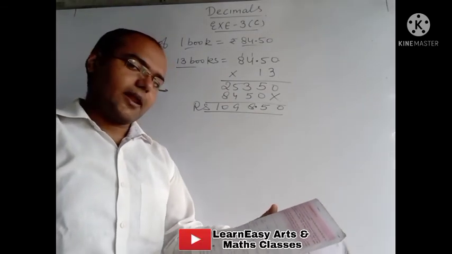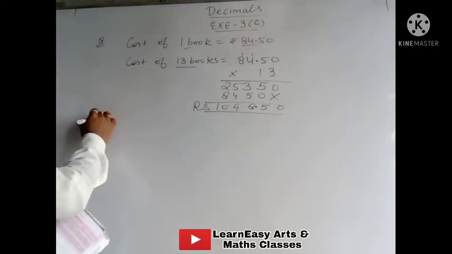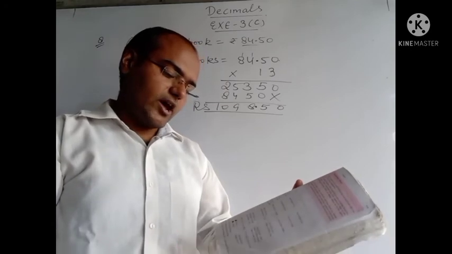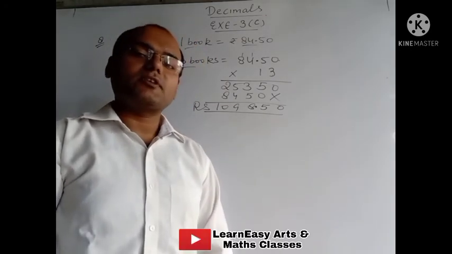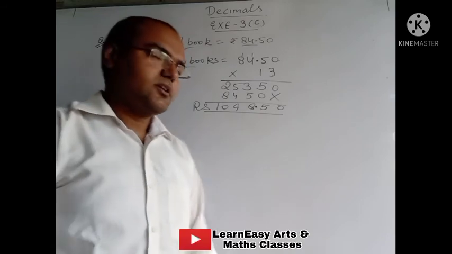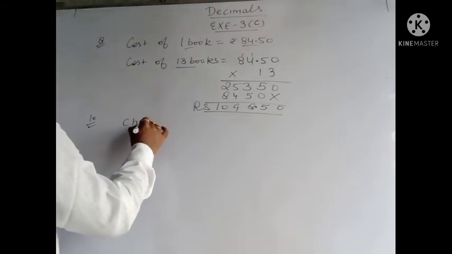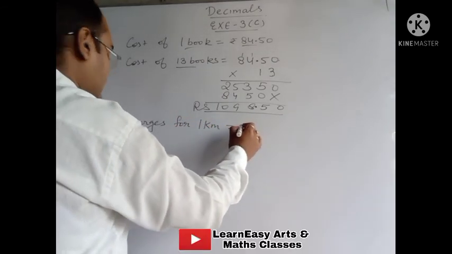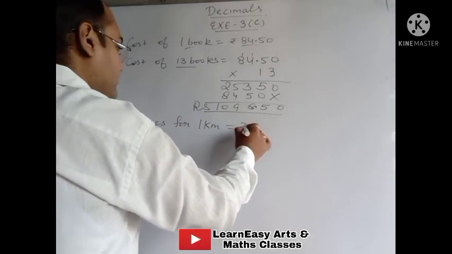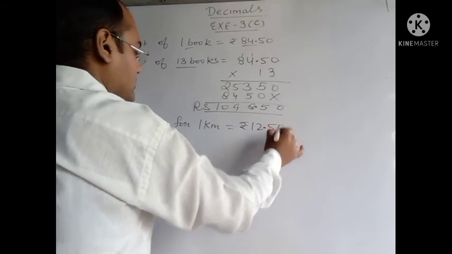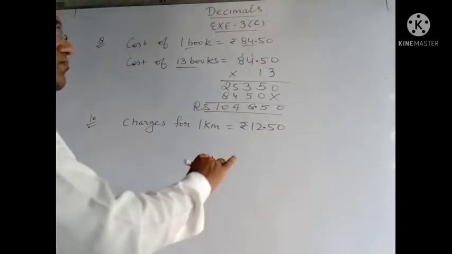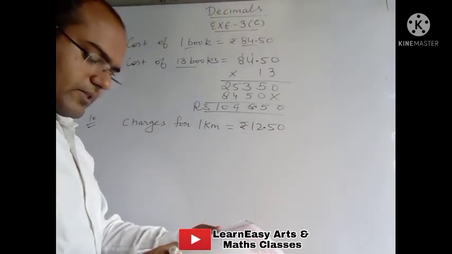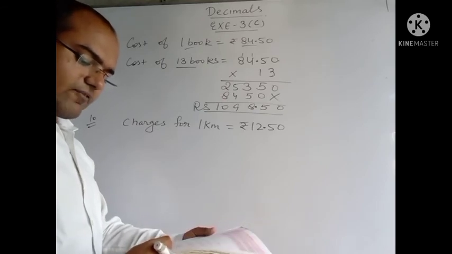Now see question number 10. A taxi driver charges 12.50 per kilometer. Per kilometer means charges for 1 kilometer is given, 12.50. So if we go 1 kilometer, then we have to pay 12.50 rupees to the taxi driver. What will be the charge for a journey of 185.4 kilometers?